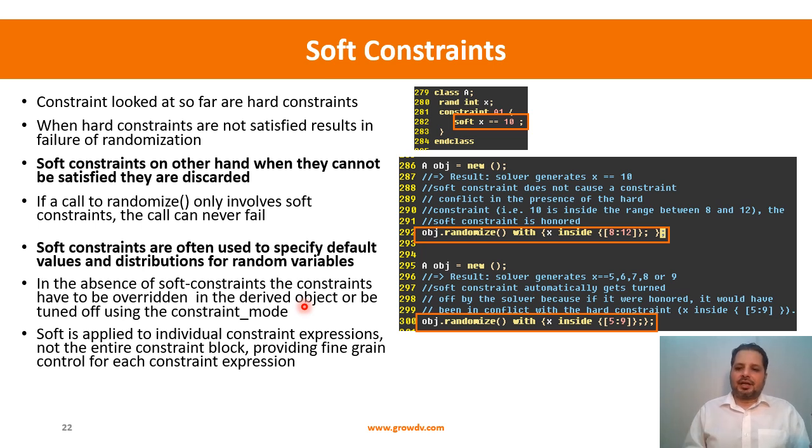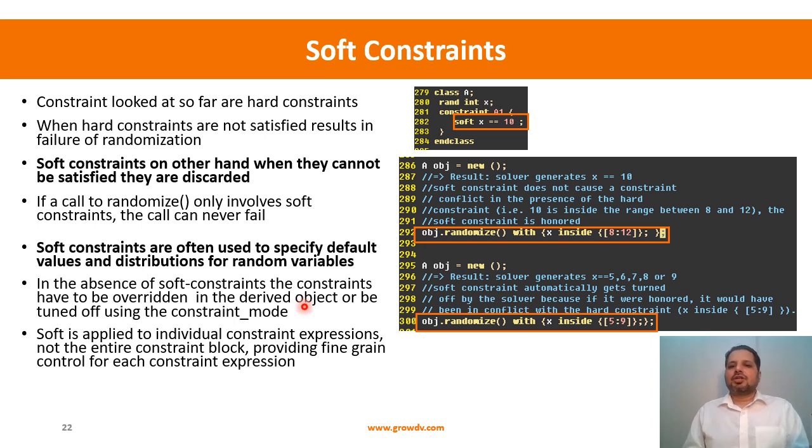I have to create an extra object, or if I'm turning off the constraint mode, then I might have to turn it on again, because the same object might be getting randomized in the future. So for all those cases, if you have a default value type of a constraint that you need to specify, which can be overridden with inline constraints, then soft constraint is a better approach.